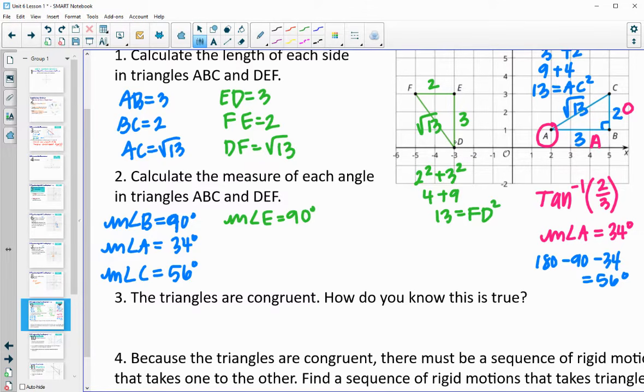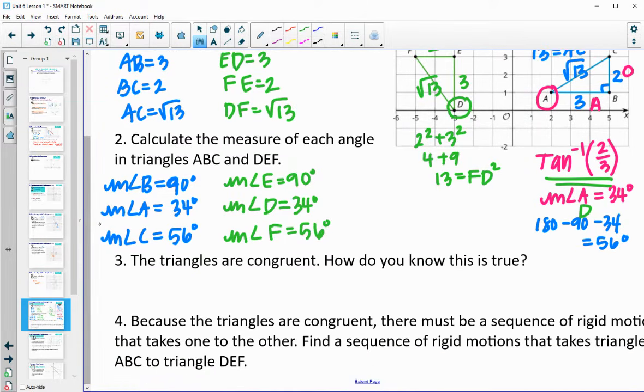If I take a look at angle D, 2 is the opposite again and 3 is the adjacent. So the measure of angle D is also going to be the tan inverse of 2/3. That's going to give us 34. Then the measure of angle F, when we subtract those from 180, is again going to be 56. So are these two triangles congruent?